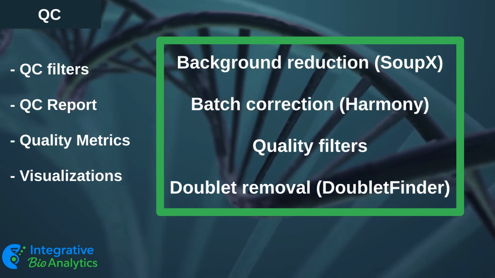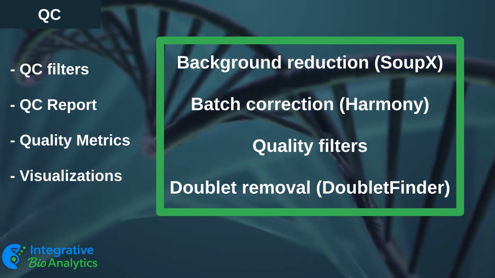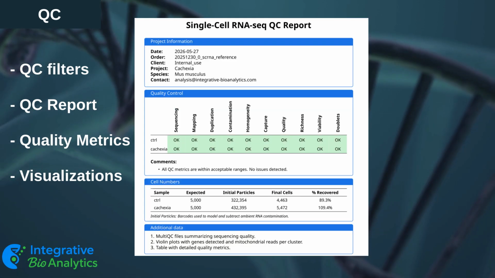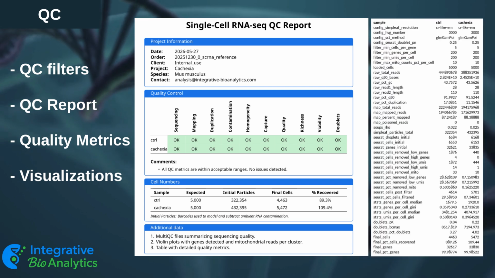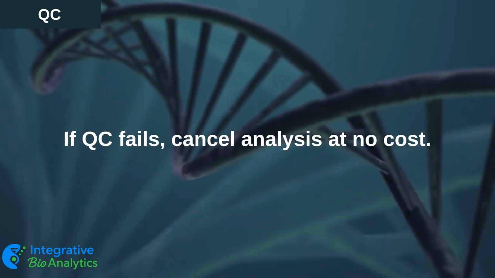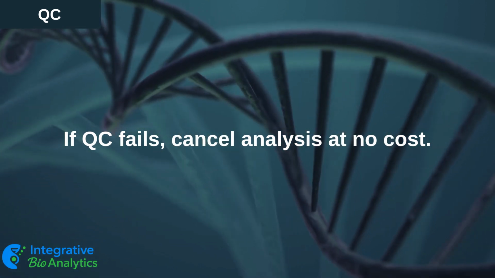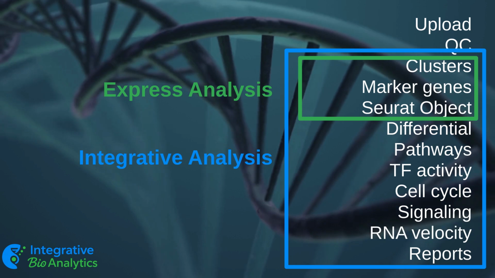We reduce background contamination and batch effects and exclude low-quality cells and doublets. You will receive a comprehensive QC report, complete with quality metrics and visualizations. If the experiment QC fails, you may cancel the analysis at no cost. Now let's look at the analysis you will receive.